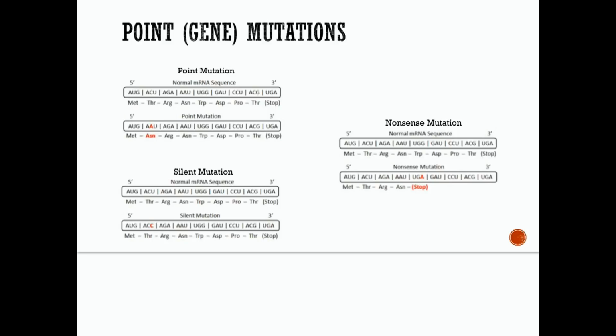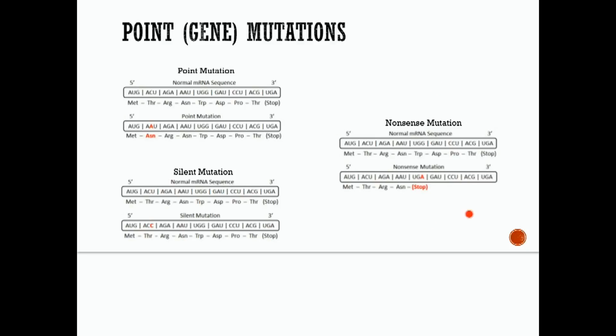The amino acid sequence of the resulting protein is the same as the one coded for by the normal mRNA strand. So it still codes for this same amino acid. Remember that codon table, and sometimes there are like 3 different codons that code for the same amino acid. So in this case, that's what it did.